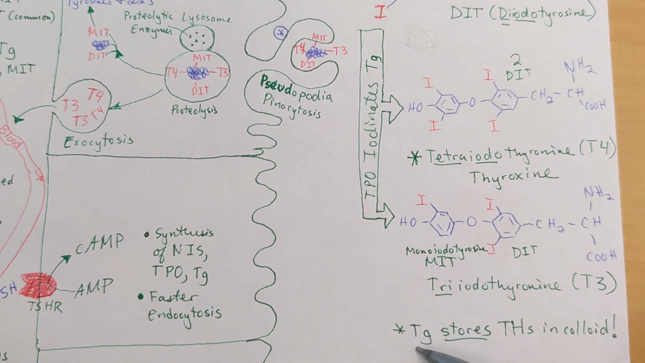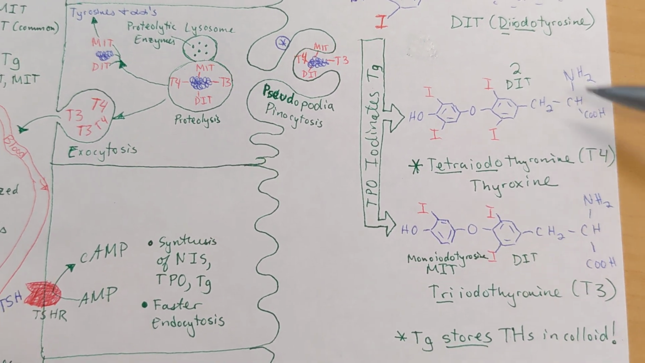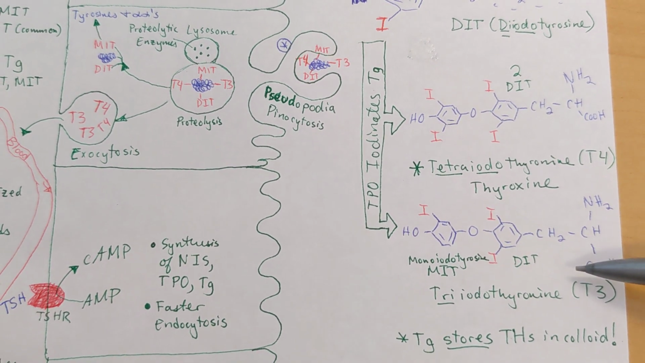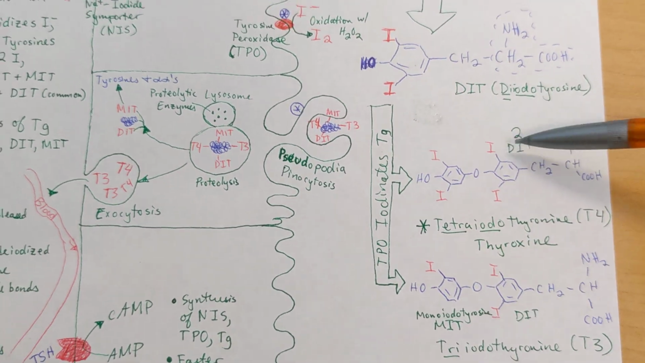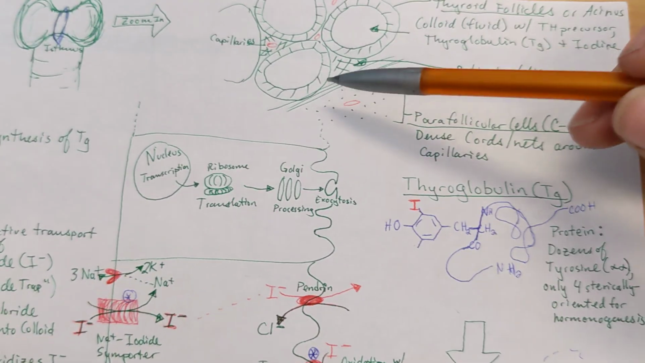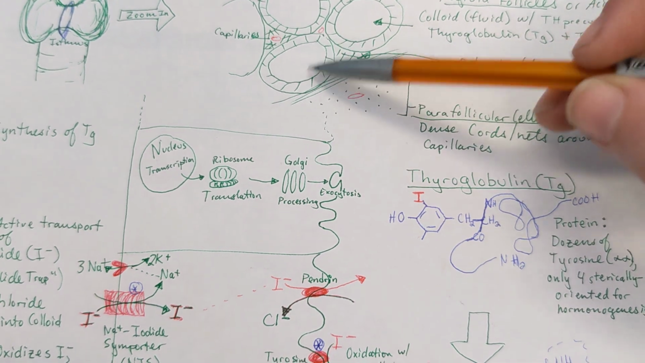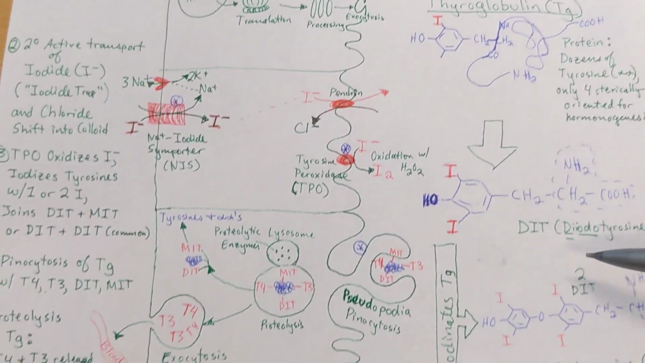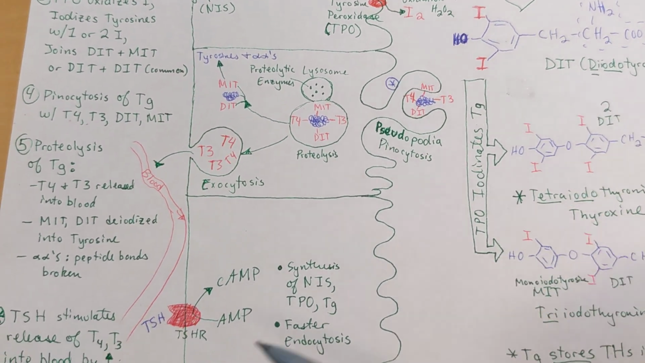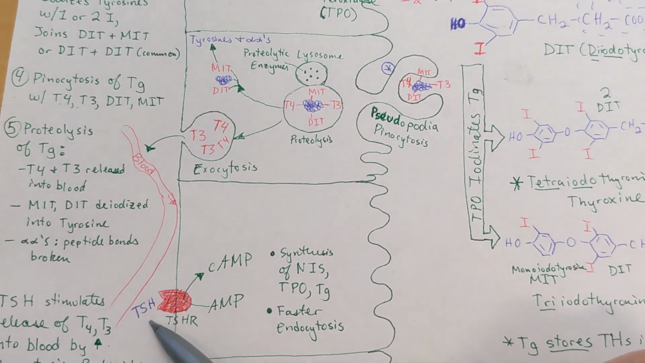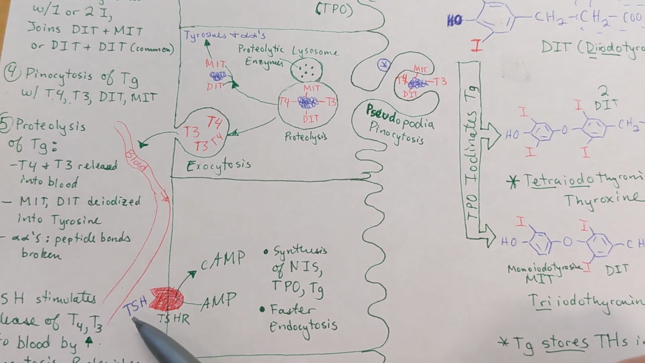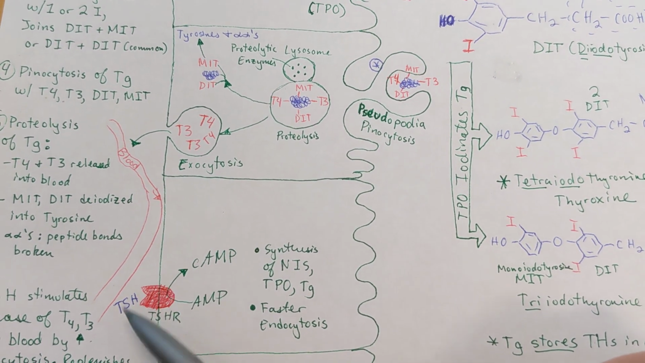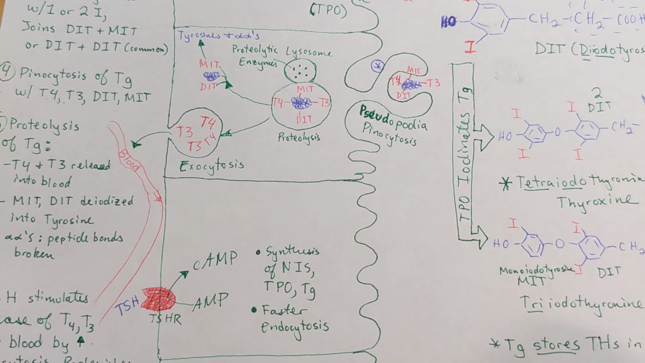In this way, thyroglobulin actually stores these different forms of thyroid hormones in the colloid. So there's this reservoir of thyroid hormones in the colloid of the follicle. Now, where we left off in the last video was talking about TSH. TSH was released from the anterior pituitary, and it's going to bind to TSH receptors on the surface of the follicular cells.